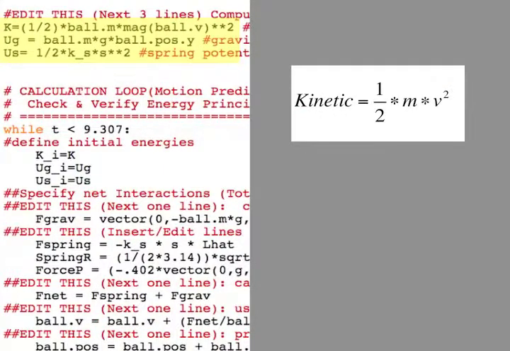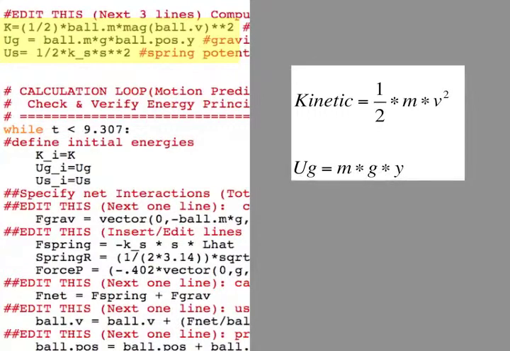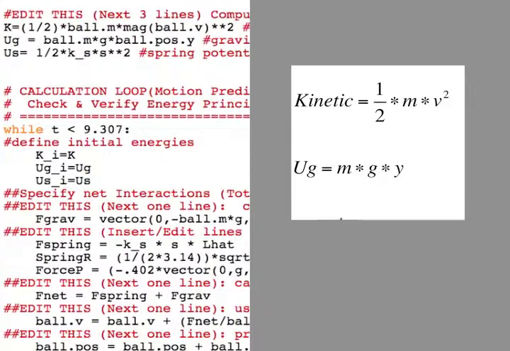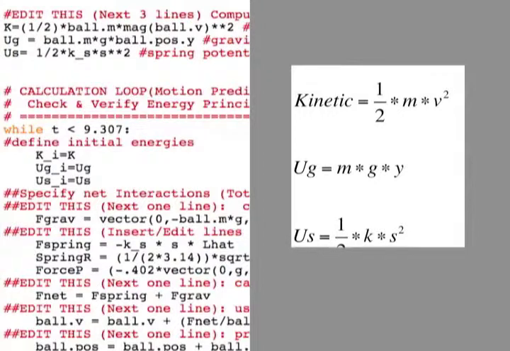Kinetic energy is 1/2 the ball's mass times the velocity squared, which expresses that a moving object can do work and quantifies the amount of work that a moving object can do. This is often referred to as the translational kinetic energy. Gravitational potential energy is the mass times the gravity times the y position and measures the amount of work that can be done when a mass is raised or lowered. If the mass is raised, we have an increase in gravitational potential energy, and the opposite if the mass is lowered.